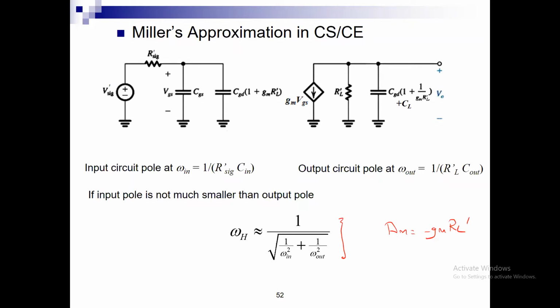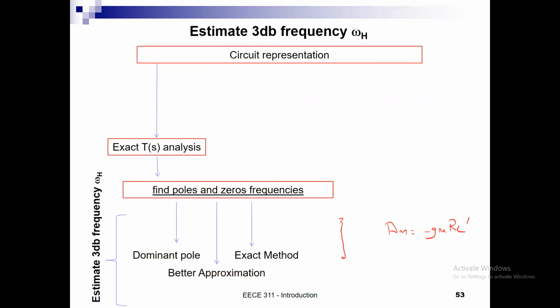Okay? Anybody has any question on this slide? Okay, so what we have learned so far is that I can find the exact T of S, without Miller. From it, I can know what the poles and the zeros are, and I can estimate omega h either by the dominant pole, the better approximation, or the exact method.